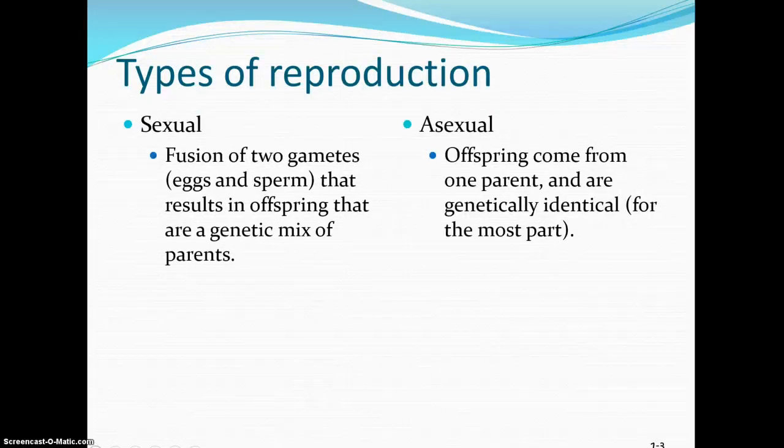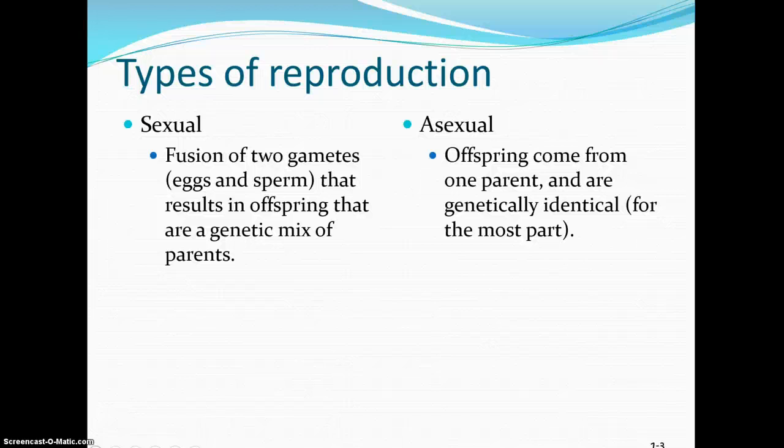Alright, more about types of sexual reproduction and asexual reproduction. These are just a little more scientific, telling you why. Sexual is the fusion of two gametes, and we're going to talk about what gametes are. They're eggs and sperm, that result in offspring, children, that are a genetic mix of the parents. So you have the possibility of being 50% your mom, 50% your dad, even though some of you look exactly like your mother or exactly like your father.